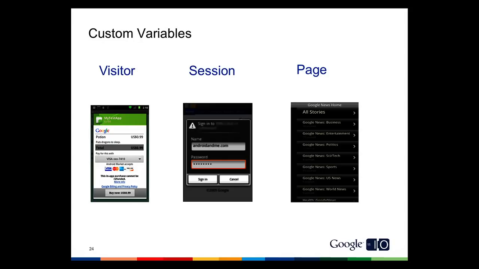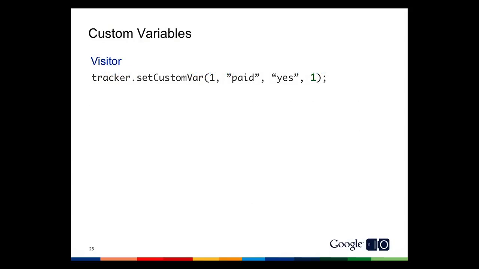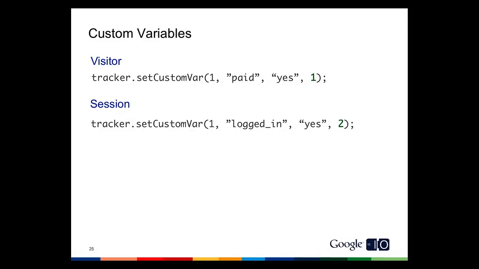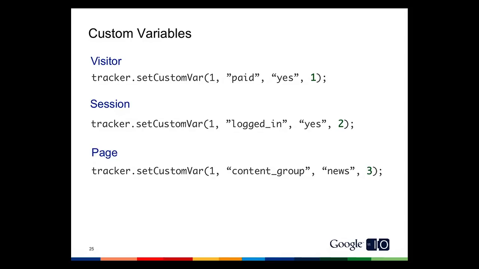Now, in the Google Analytics SDK for Android, we make this really easy by providing the setCustomVar method. This method accepts 4 parameters. At any given time, you can send up to 5 custom variables to analytics. The first parameter is which custom variable you want to set. The second is the name. The third is the value. And finally, the fourth corresponds to the level. In this case, 1 is visitor, 2 is session, and 3 is page. So now that you all know how custom variables work, Jim, let's see the demo of how to track the orientation.